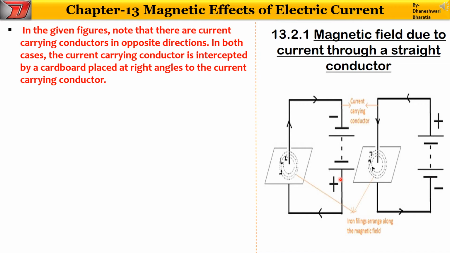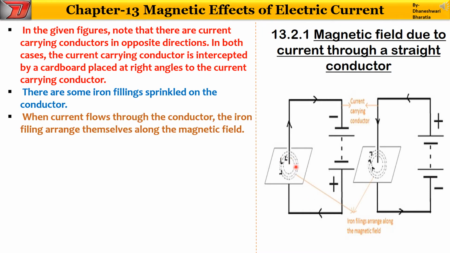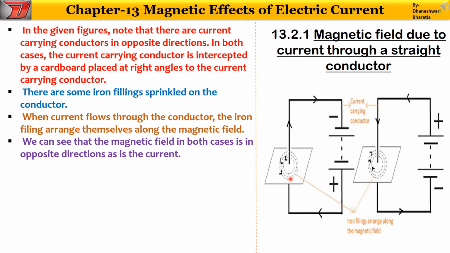In both the cases, the current carrying conductor is intercepted by a cardboard. This is the cardboard, right? Which is placed at right angles to the current carrying conductor. This is the current carrying conductor, right? After that, we have to sprinkle some iron filings on this cardboard, and when the current starts flowing through the conductor, the iron filings will arrange themselves along the magnetic field, in concentric circles, right? We can see that the magnetic field in both the cases is in the opposite directions.